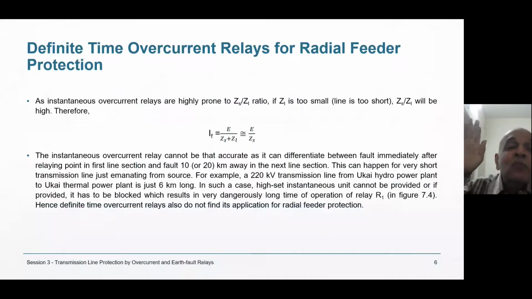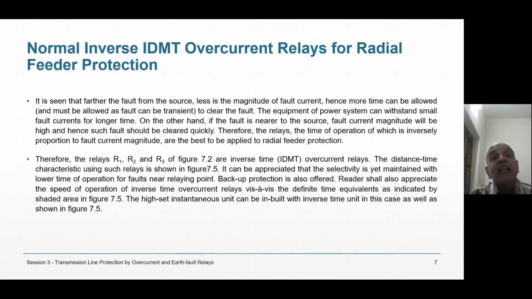So then what can be used? This is all what I've told, so I'm just skipping. I am to use current time discrimination, current and time both. I will use IDMT overcurrent relays because what is my requirement? If the fault current is large, it should be cleared fast because damage is bad. And if the fault current is small, it should be cleared slowly. Try to understand, it should be cleared slowly.